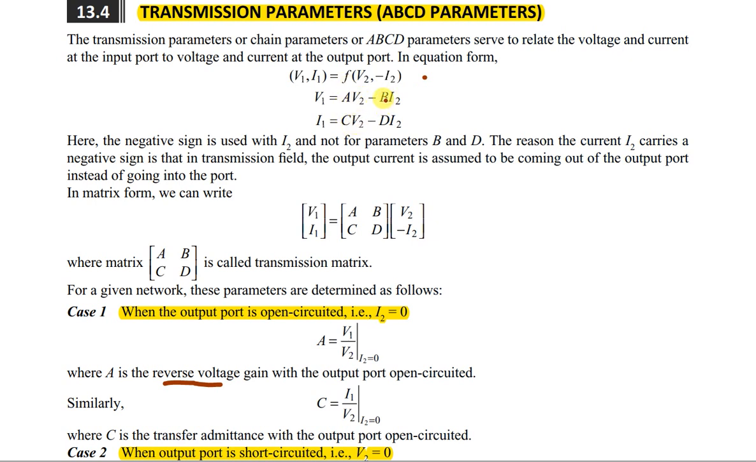Now, the B value is equal to V1 by I2. The D value is equal to I1 by I2. So I1 by I2 is a reverse current gain, because it is input current by output current. The B value is input voltage by output side current, so it is a reverse transfer impedance. I1 by I2 is a reverse current gain.